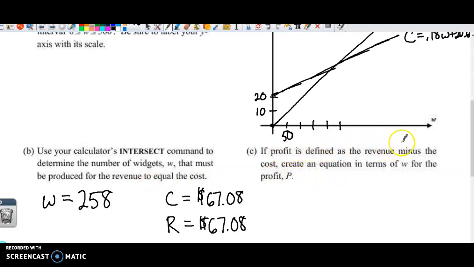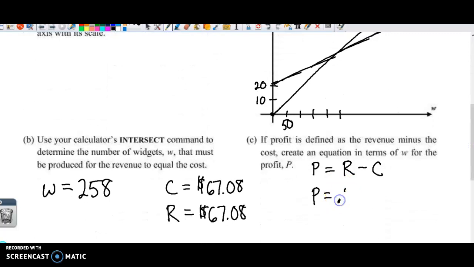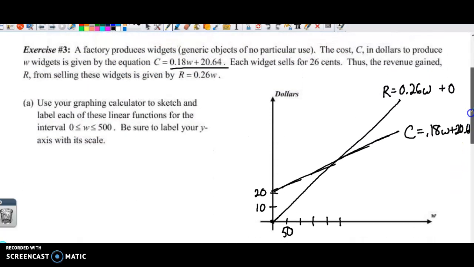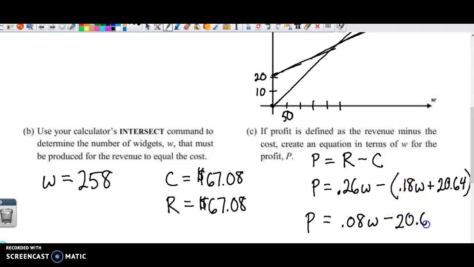So if the profit is defined as the revenue minus the cost, so I'll write P is equal to revenue minus cost, what you can do is replace the revenue equation, that 0.26W, and then subtract off the quantity of the cost equation, 0.18W plus that 20.64. And when you simplify that, 0.26 minus 0.18 would be 0.08, and that becomes minus 20.64.